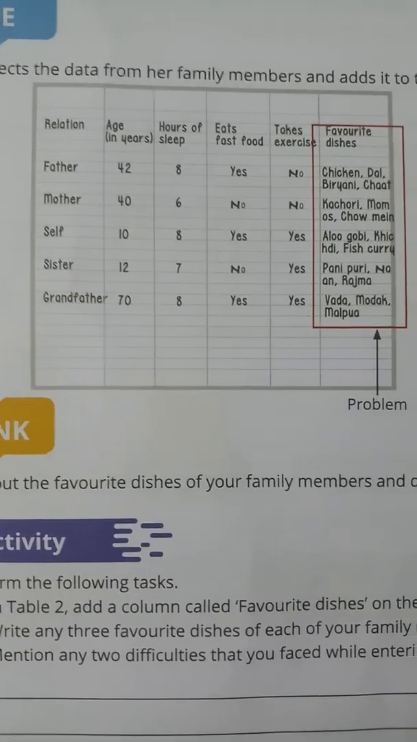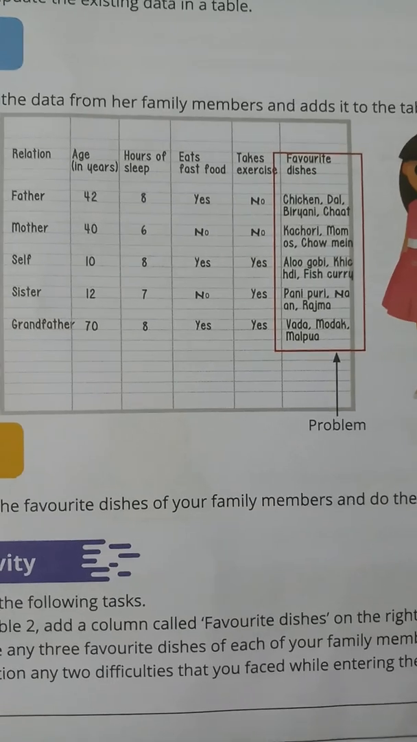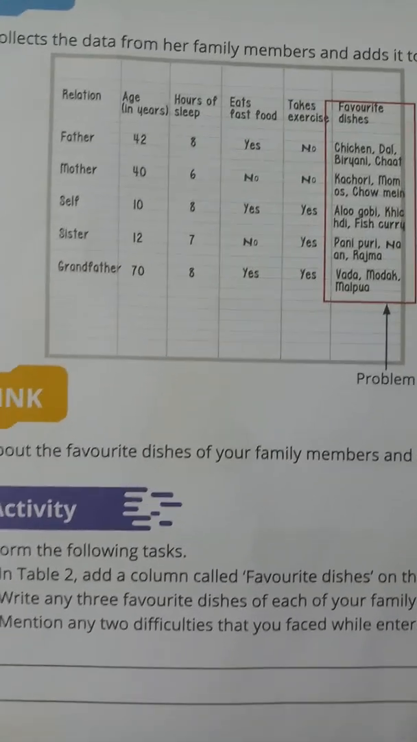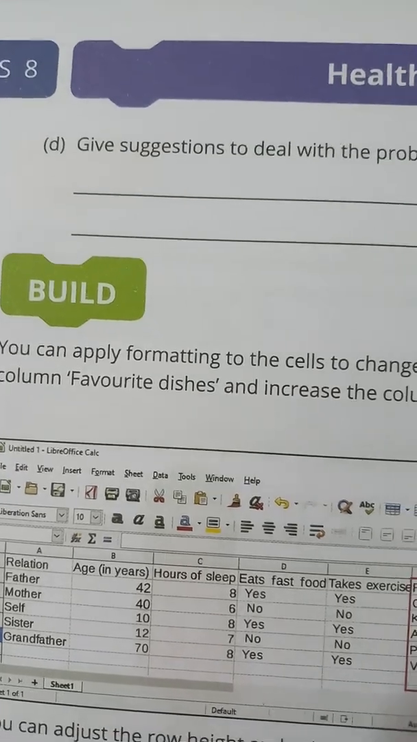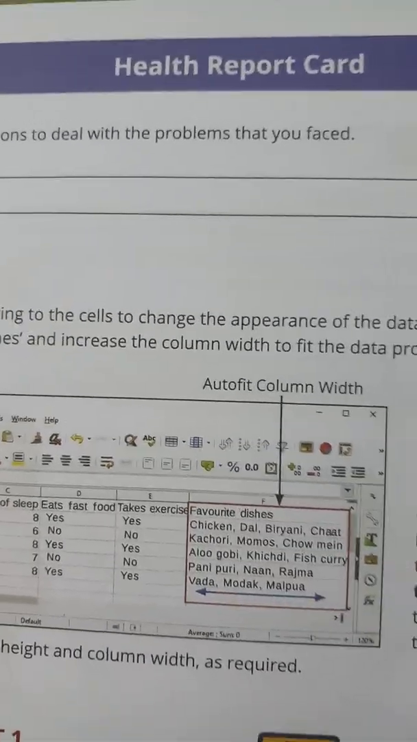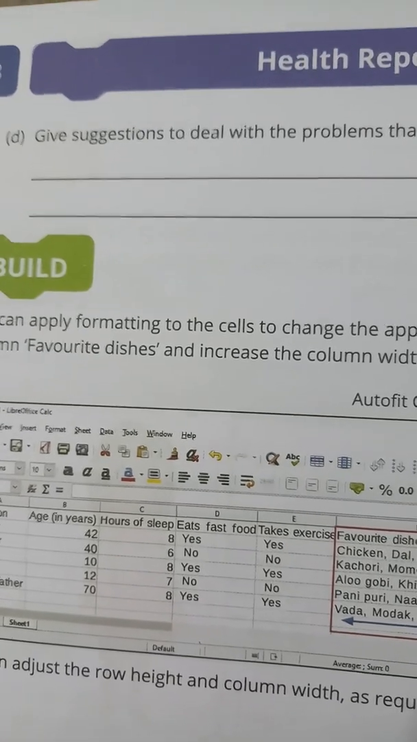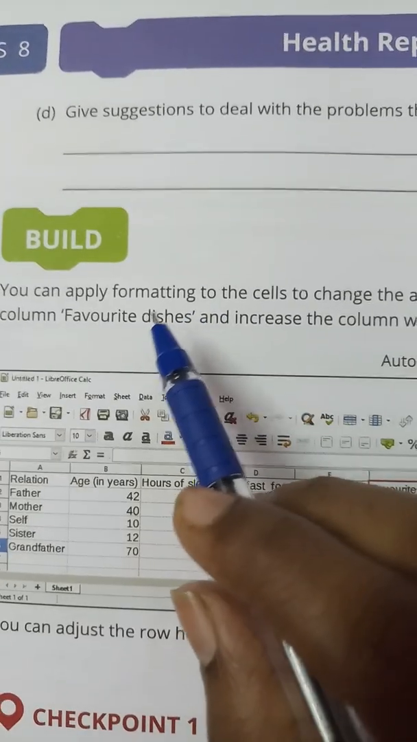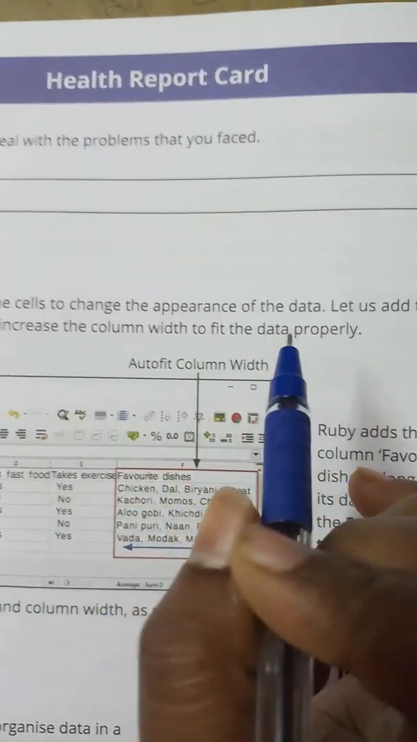Mention any 2 difficulties that you faced while writing the new data. If you faced any difficulties, you need to write those 2 difficulties in that place. And then the last question is, give suggestions to deal with the problem that you faced. You need to give feedback for the 2 problems. And here you can apply formatting to the cells to change the appearance of the data.